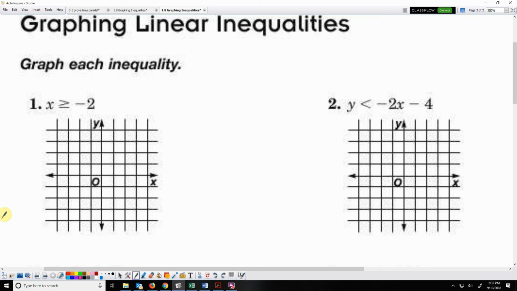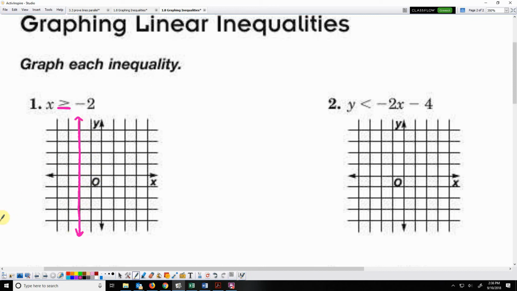Now, as the border, we have to decide if that border is open or closed. If it's open, it'll be a dotted border. Closed will be solid. So since this says or equal to, it's going to be closed. So this will be a solid line right here where the x value is -2.